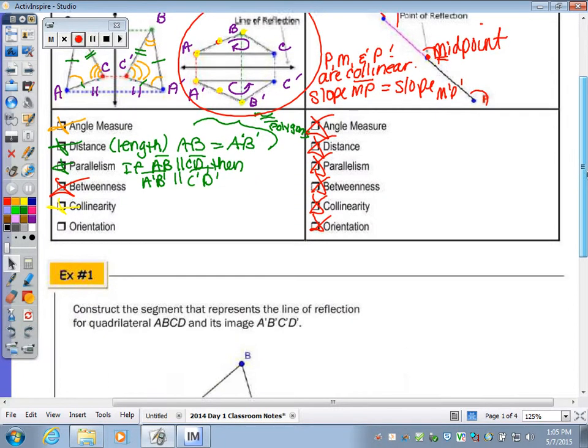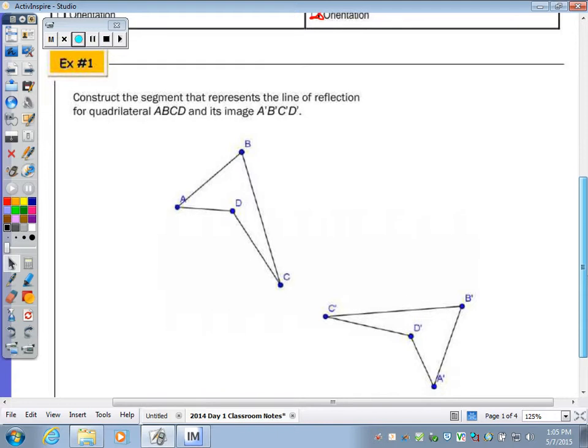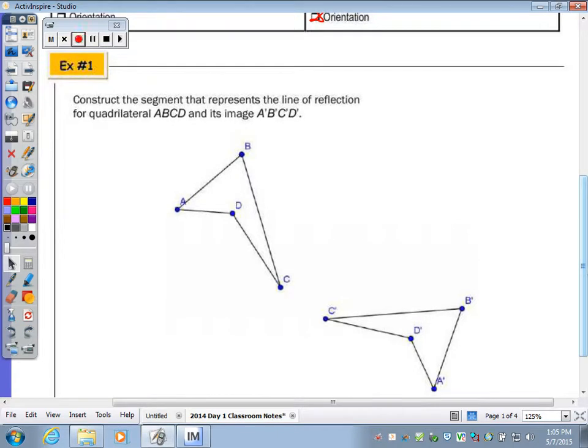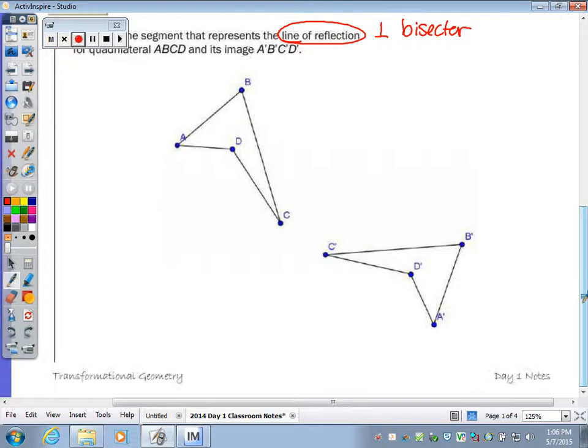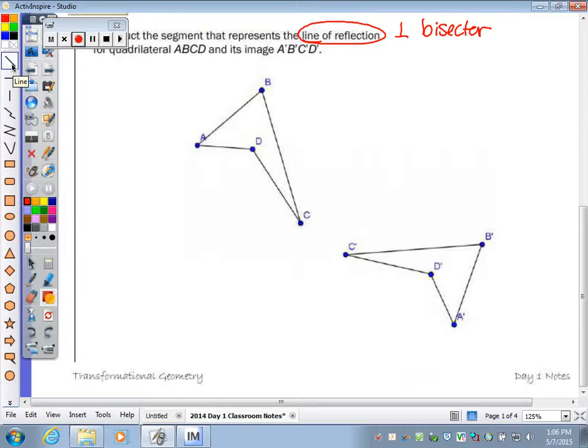So our first construction, we're going to construct the segment that represents the line of reflection for these two quadrilaterals, one being the image of the other. I just want you to make note that this line of reflection is the perpendicular bisector. So in constructing the line of reflection, I want to first draw a line segment that connects any point to its image. So let's connect C to C prime.